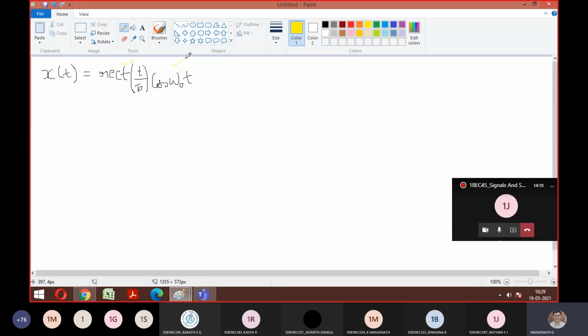Yes or no? Yes, sir. So now what they have asked is to get the product of this as x of t. So you need to sketch cos t and the rectangular function. From that you're supposed to take the product. That product x of t, you check whether it is energy or power.